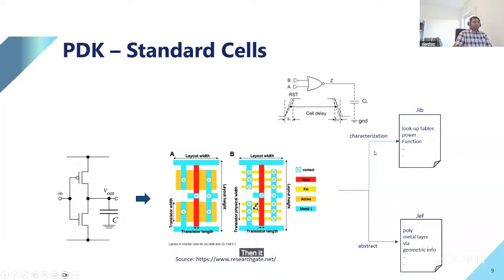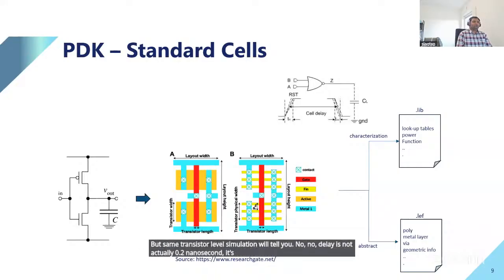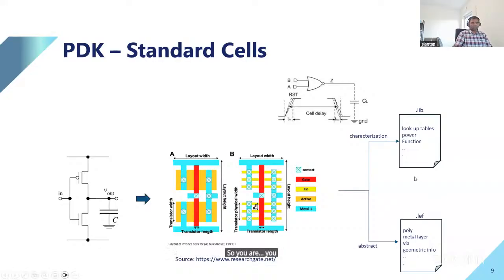Then it will say, based on this knowledge, the delay for 1 millisecond input transition and 1 picofarad load will be, let's say, 0.2 nanosecond. But the same transistor level simulation will tell you, no, the delay is not actually 0.2 nanosecond; to be precise, it's 0.25 nanosecond. So you still lose some accuracy here. And why do you lose accuracy? Because you don't have information like the parasitic capacitance of this.